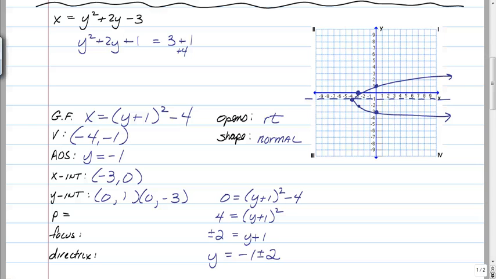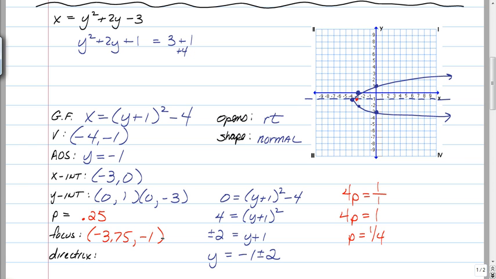Nice thing, though, about finding your p-value, it's the same equation. So 4p is equal to 1 over a, which in this case is 1. So 4p is equal to 1, so p is equal to 1/4, or we can call it 0.25. Where's your focus? In relationship to the vertex, it's to the right. So you are adding 0.25 to the x value. So your focus is at negative 3.75, comma, negative 1. The y did not change.